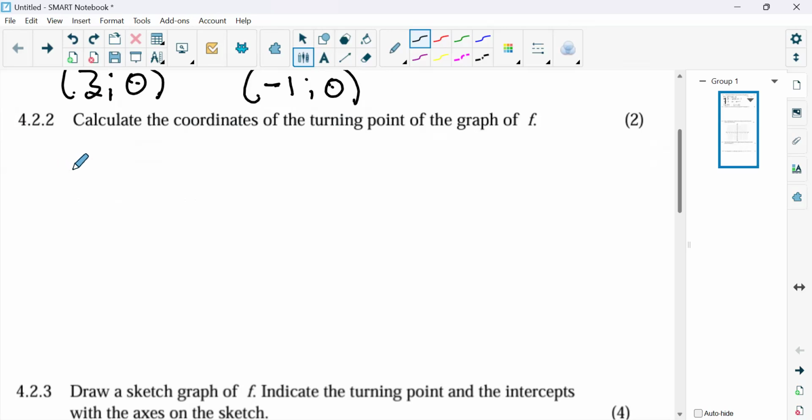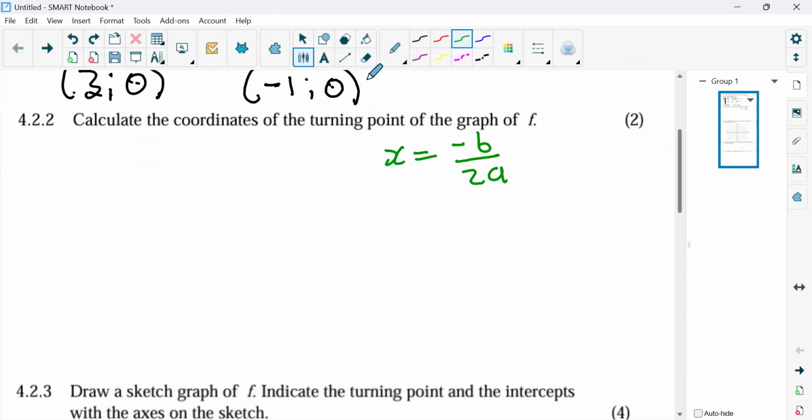Let's write the formula that we usually use in grade 11. It says x is equal to minus b over 2a. You can use this formula, but it doesn't work on a cubic function. It can only work if you are dealing with a parabolic function.